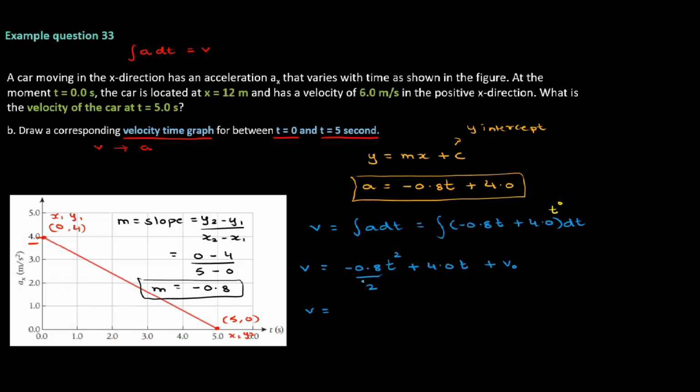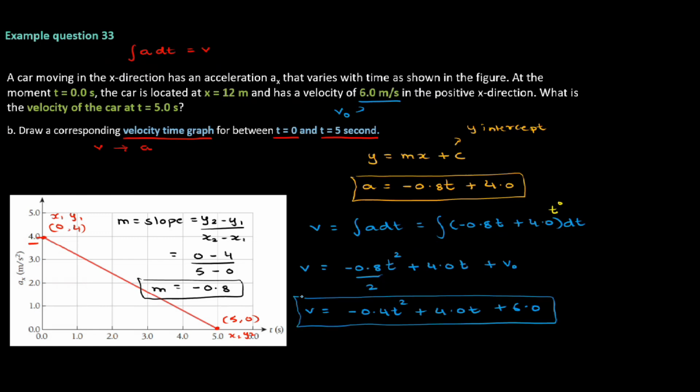We can simplify this. Negative 0.8 by 2 will give me negative 0.4 t squared plus 4t. And v0, which is the initial value of velocity, here is 6 meter per second. This is initial velocity when time t is equal to 0. So in place of v0, I will write 6. So this is my velocity function v.